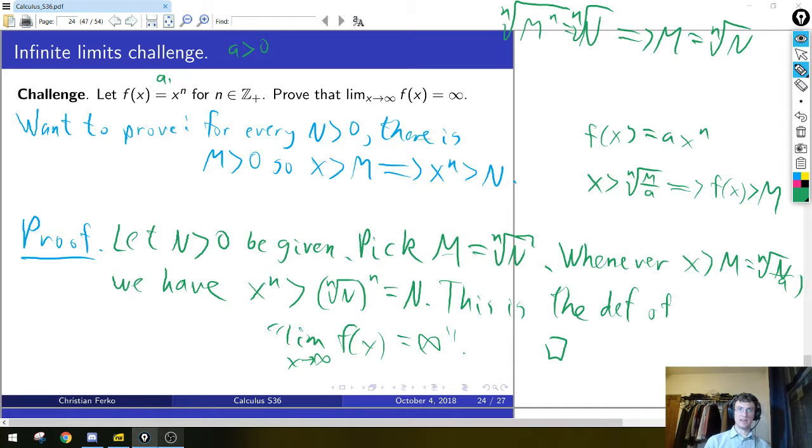If a is negative, then you have to switch the proof. You have to pick a negative number, but otherwise the proof's the same. If a equals 0, then this isn't even true. If a equals 0, it's obviously the 0 function. So I think that handles all choices of constant. Good.